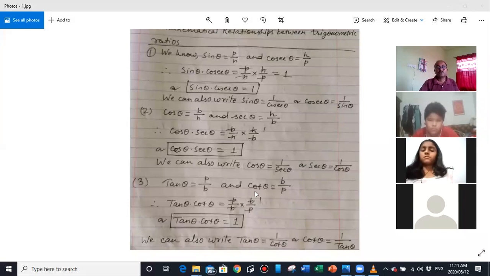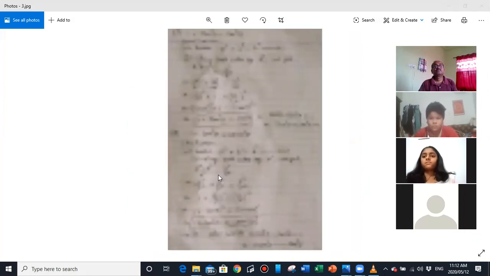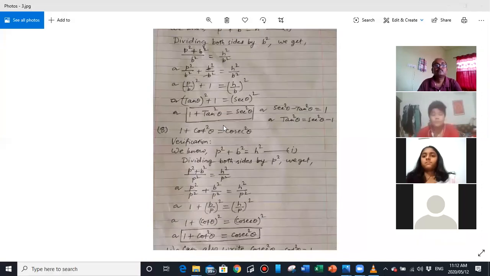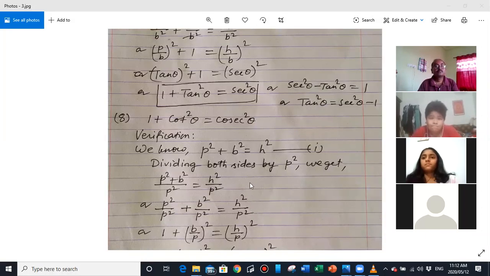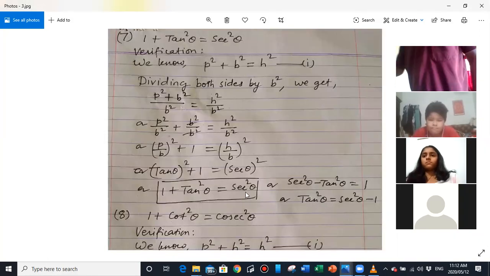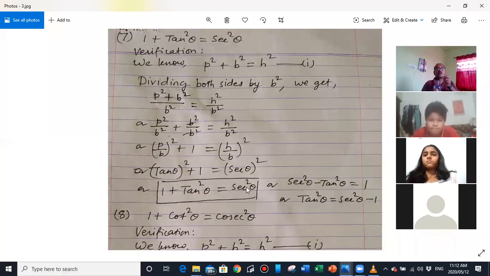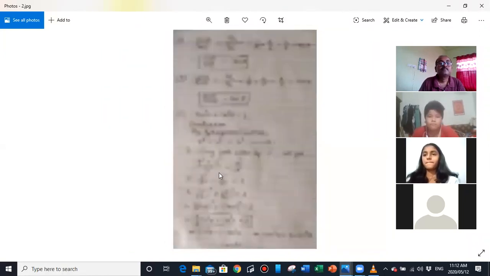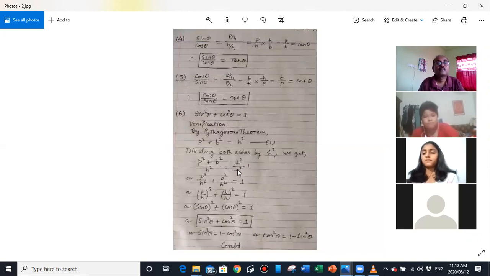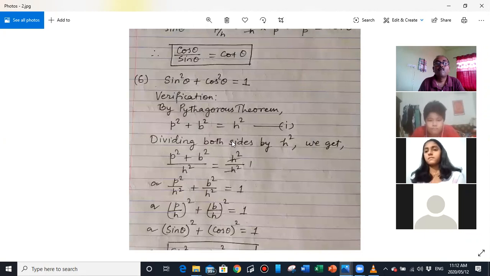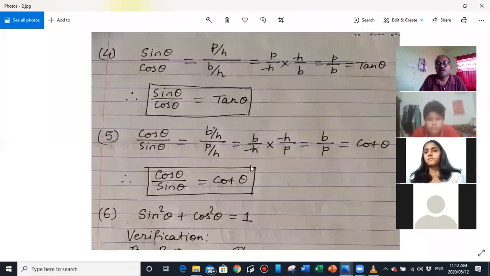So have you seen this properly? Now I'll go to the next page. Now let us see another set of formulas.